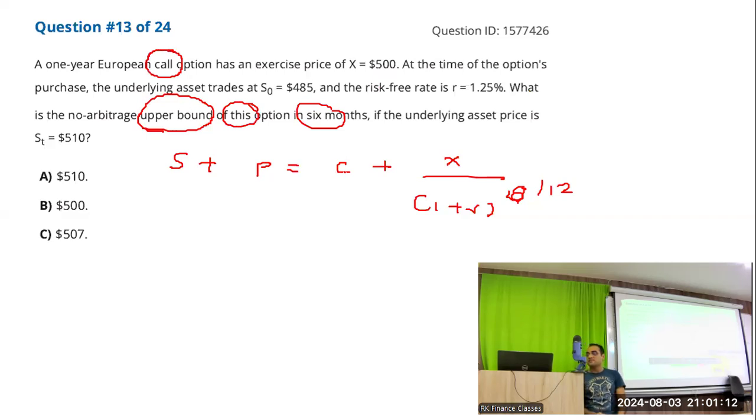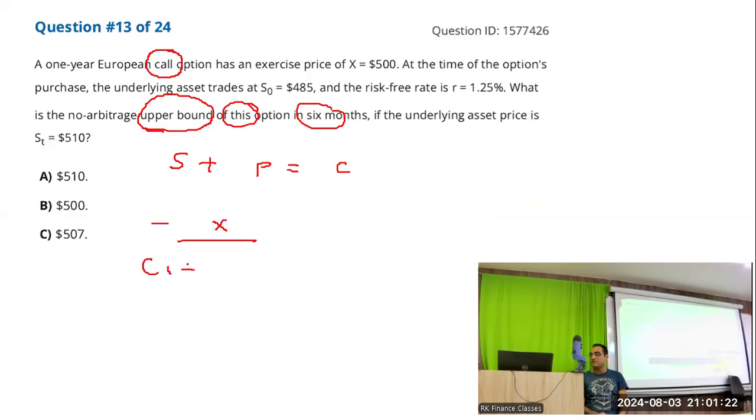So let's put the C over here, and this X we'll send to the other side. So that happens like minus X divided by 1 plus R raised to T. So that's the answer for the C.